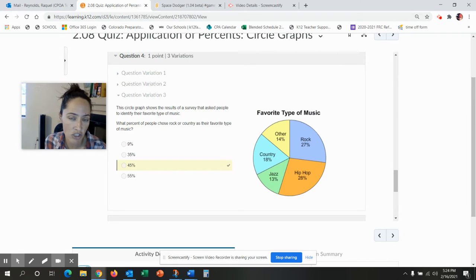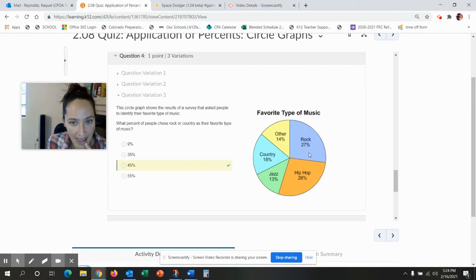You're not going to see this question, but just think about it, because sometimes I hope you guys are watching these for understanding if you need the extra help, not just quiz correction. So 45% rock or country as their favorite type of music.